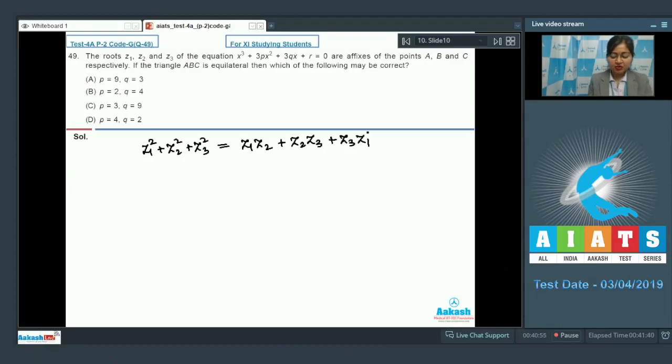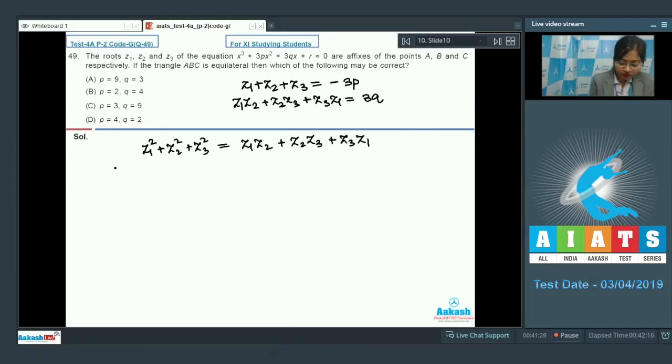This is the condition. Now we know from the given equation that the sum of the roots, that is z1 plus z2 plus z3, will be equal to minus the coefficient of x square, that is 3p, upon the coefficient of x cube, that is 1. Next, z1 z2 plus z2 z3 plus z3 z1 can be written equal to 3q upon the coefficient of x cube, that is again 1.